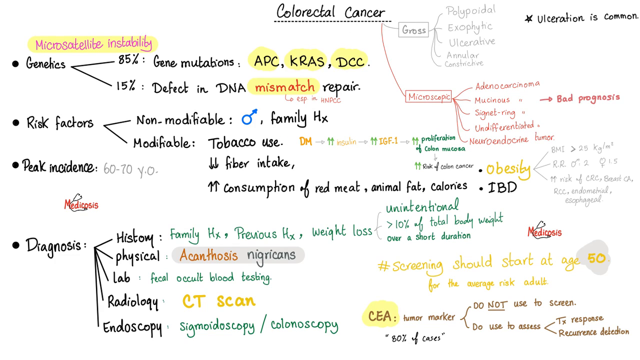Family history. If colorectal cancer runs in my family, it makes me at high risk of developing colorectal cancer. Tobacco smoking, low fiber intake, and increased consumption of red meat, animal fat, increased caloric intake, being obese, or having inflammatory bowel disease, such as Crohn's disease or ulcerative colitis.